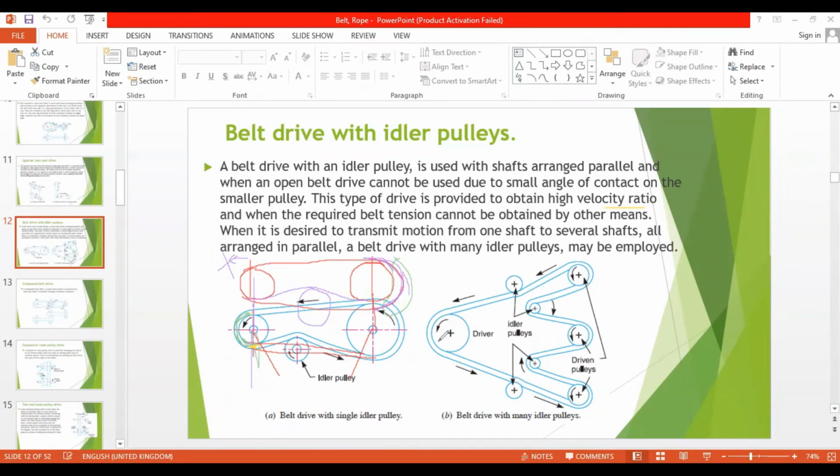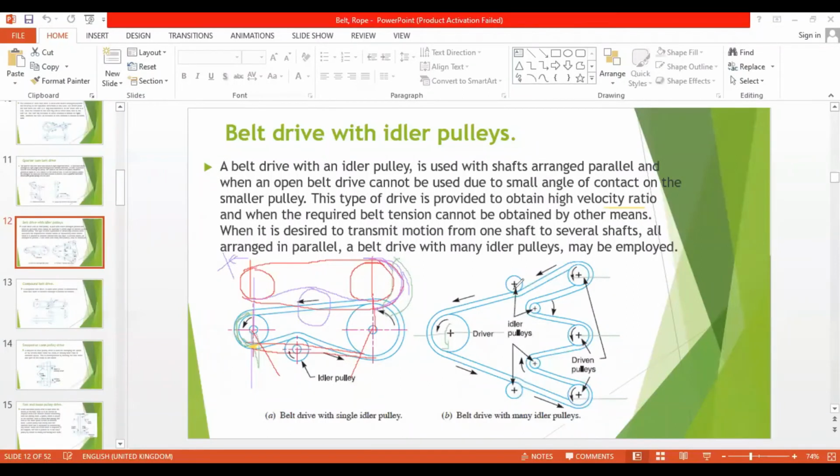So here is your driver shaft. This is one shaft, right, which is rotating anti-clockwise. One shaft to several shafts, right? Several shafts, all arranged in parallel. You see here, these all are arranged in parallel to each other.